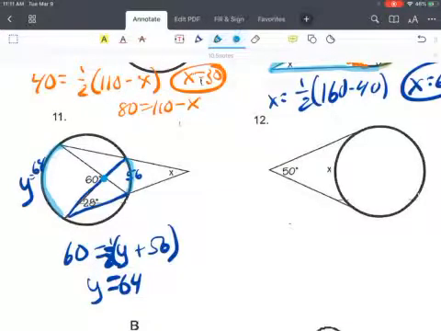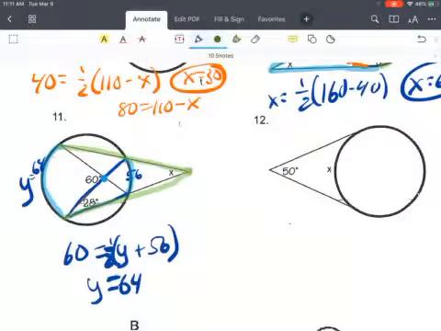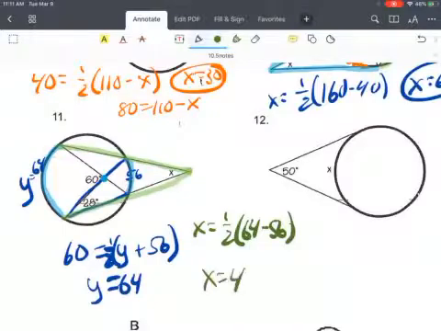Then I can look at the angle that's on the outside, which corresponds to the same arcs, except when the vertex is on the outside of the circle, we do half of the difference of the arcs. So x is going to be equal to half of 64 minus 56, which gives me x equals 4.